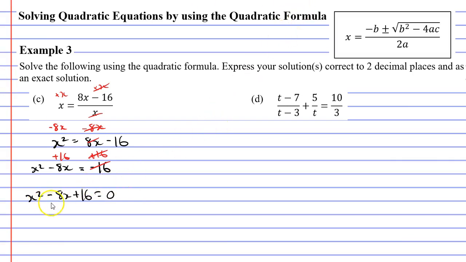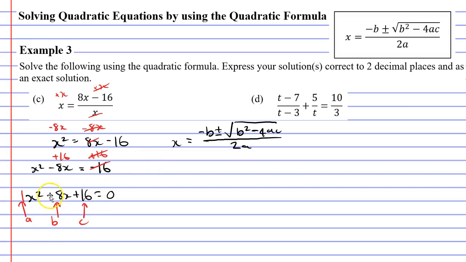So what's the value of a, b, and c here? A is the number to the left of the x squared, so a is going to be 1. B is the number to the left of x, so b is negative 8. And c is going to be 16. C is the constant term. So I'm going to copy my formula down. x equals minus b plus or minus the square root of b squared minus 4ac over 2a.